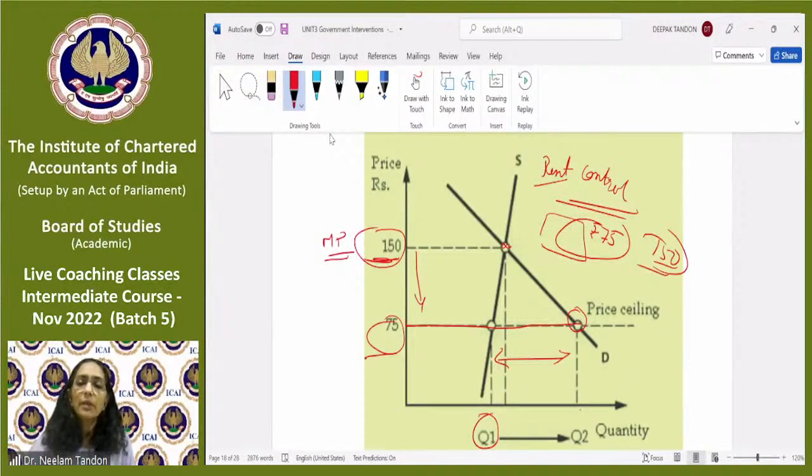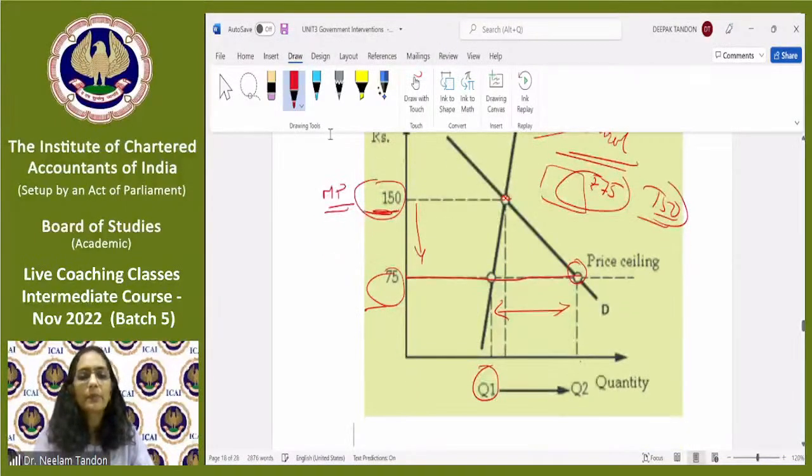With the minimum support price, in that case price floor, what is happening? The price is fixed, reverse ho jayega. They'll quote a higher price for them. So here they go for a lower price, over there they go for a higher price. So this is how the government takes care.